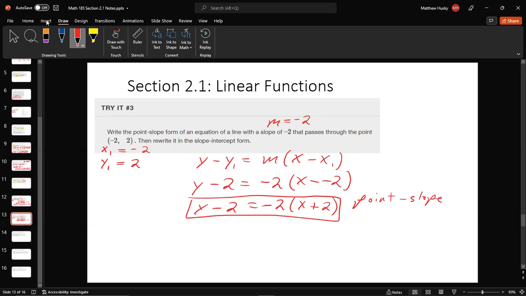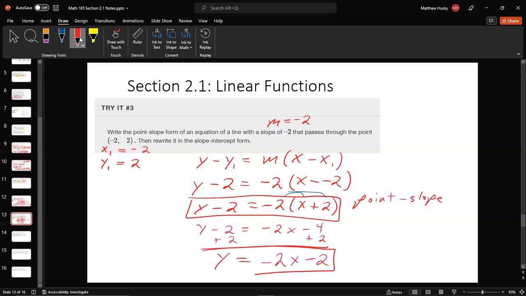They do tell us to go ahead and change that to slope intercept. So again, we'll break out our distributive property here. y minus 2 equals -2x minus 4. Add 2 to that, and you get y equals -2x minus 2. And then that is slope intercept form.